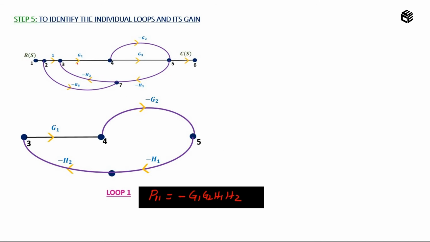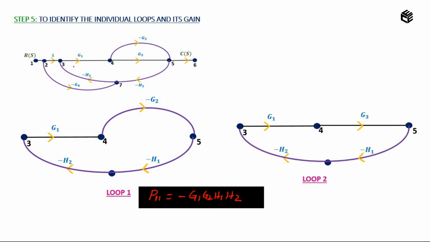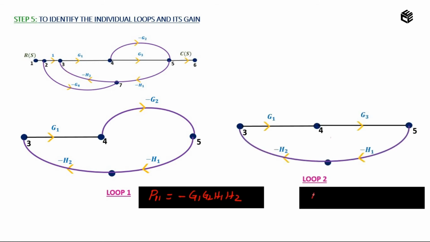Okay. Is there any other loop? Yes, we have one more loop, that is from 3 to 4, 4 to 5 and 5 to 3. So that is my second loop. I am going to write the loop gain as P21 is equal to G1, G3, H1, H2. Okay. So we have only two individual loops.